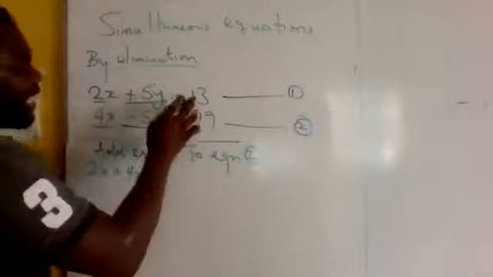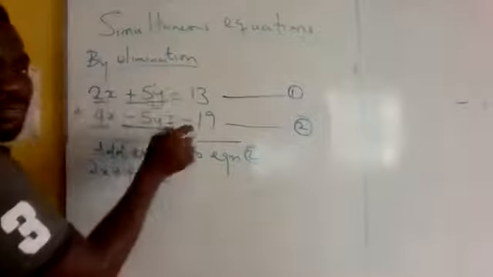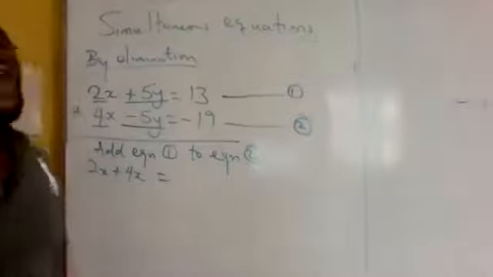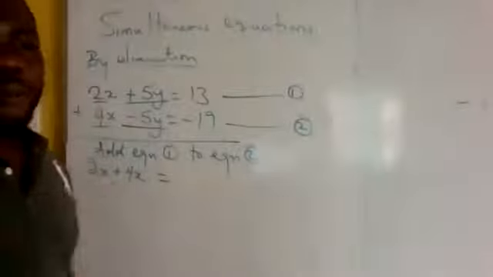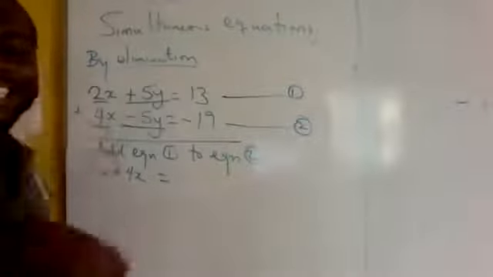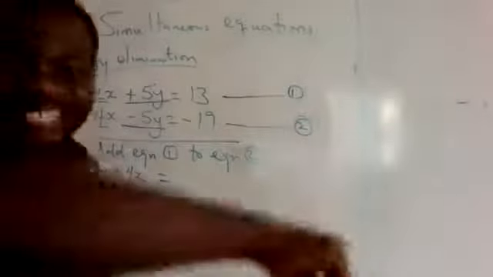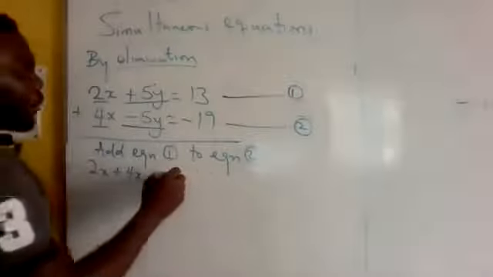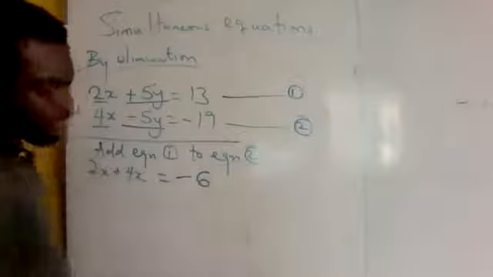This part. 13 plus minus 19. Are you getting me? 13 plus minus 19. So that would be plus times minus, that is what? Minus. So that would now be 13 minus 19. Now your 13 minus 19 is minus 6.